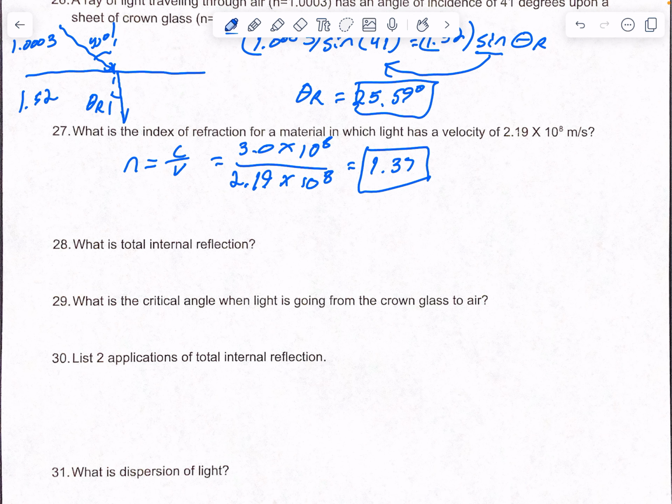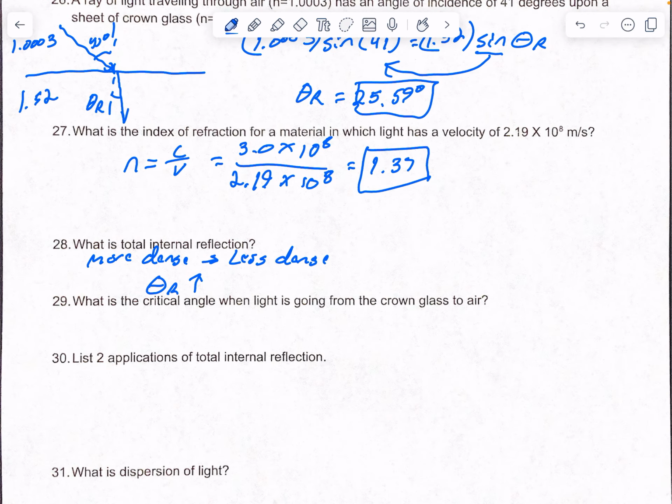Let's see, 28. What is total internal reflection? When you go from more dense to less dense, your refracted angle gets bigger, and it maxes out at 90 degrees. Looking at the example up here, if I was going from more dense to less dense, this angle can get bigger. That means I can only move this incident angle down so far before it reaches its max refraction, and then it just all becomes reflected.